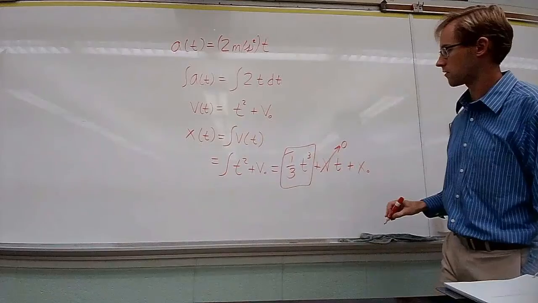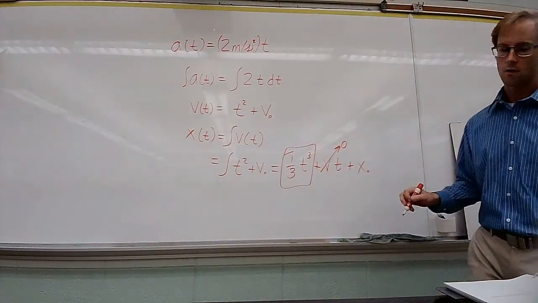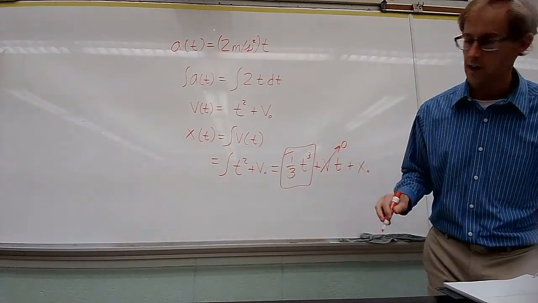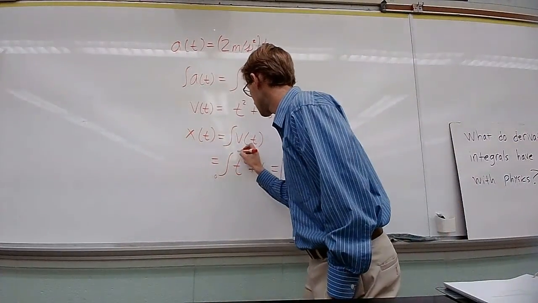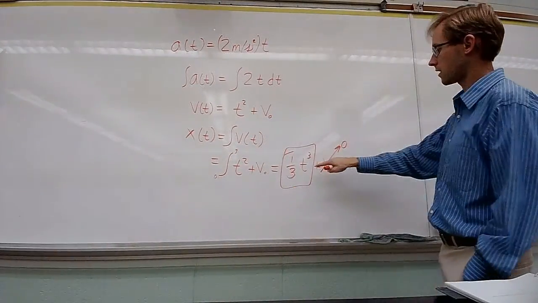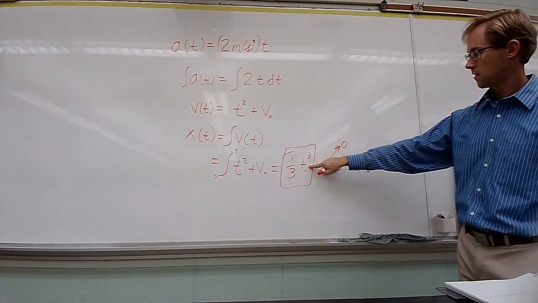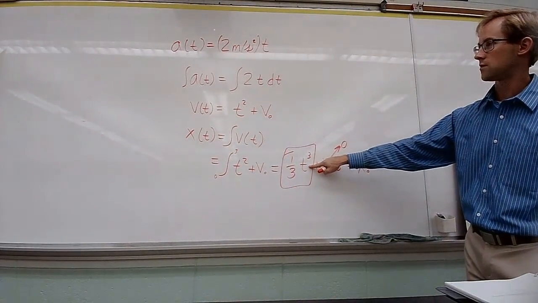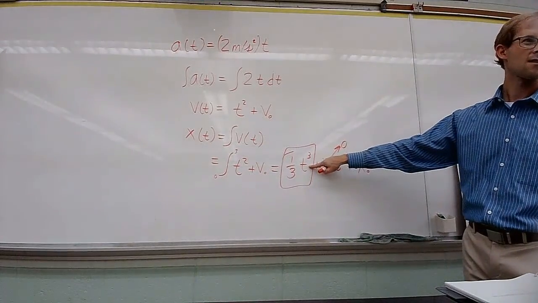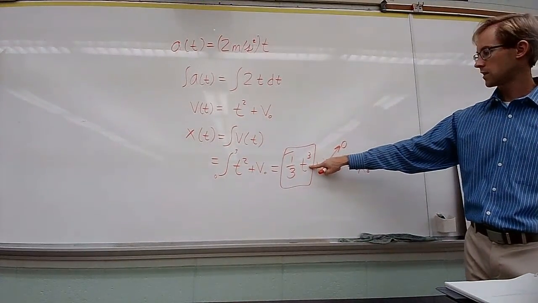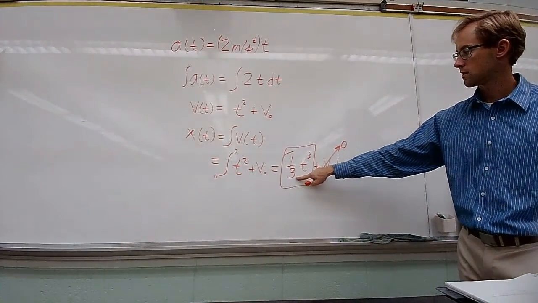So if we're integrating that over 0 to 3 seconds, it says, then you're just going to plug in 3 for the time. 3 cubed is 27? Yes. 27 divided by 3 is 9.